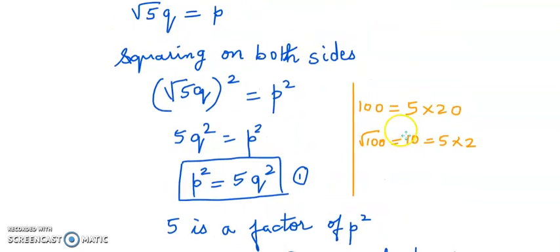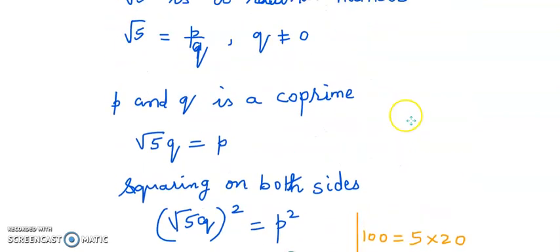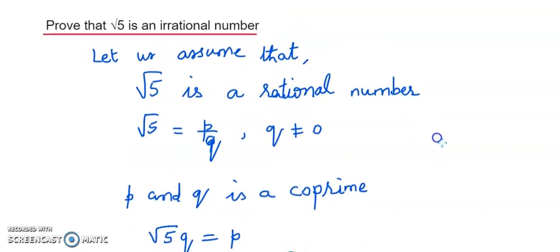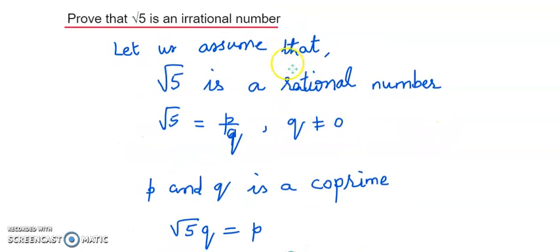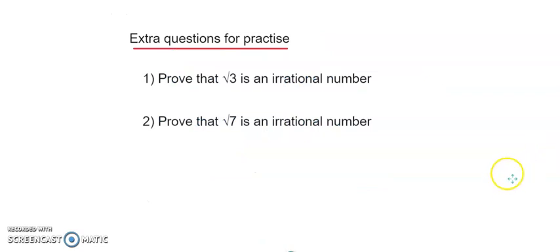Hope it is clear. I have taken two questions as extra practice questions. You can go through this again and follow the same method to prove them. The two homework questions or extra practice questions are: prove that root 3 is irrational and root 7 is irrational.